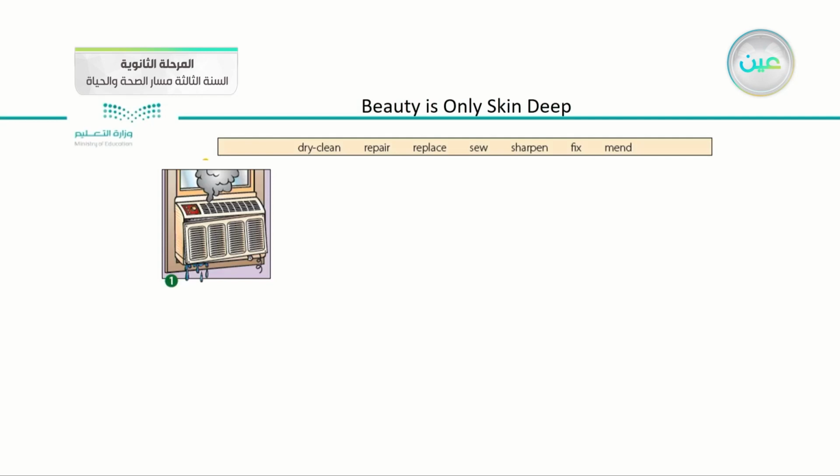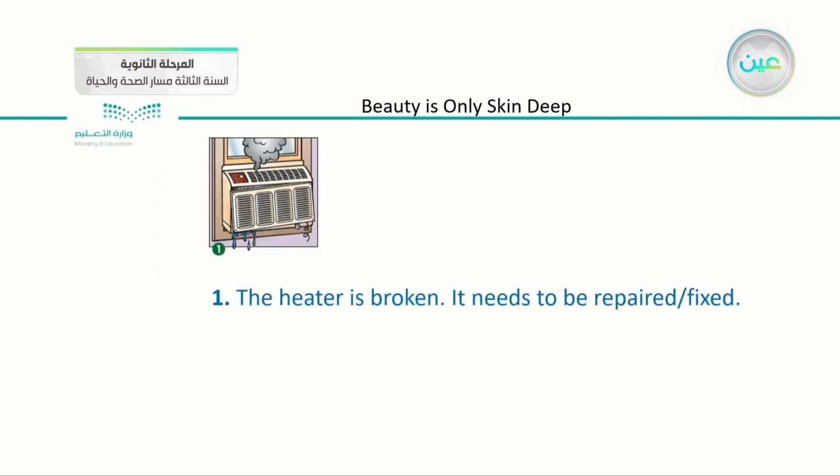Now we have a heater or air conditioner. What do you think, or which word do you think suit this picture the most? The answer is, the heater is broken. It needs to be repaired or fixed. So in the first part of the sentence, we describe what we are seeing. What we are seeing is that the heater is broken.